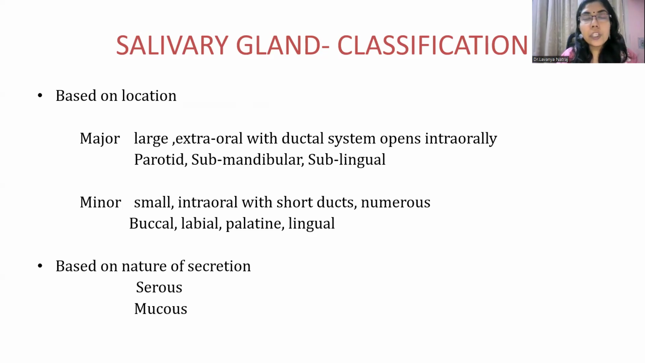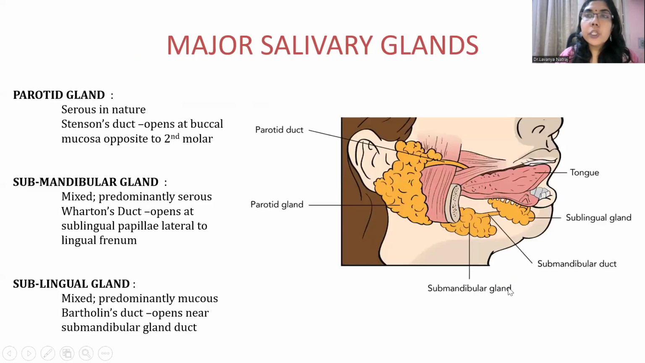And based on the nature of secretion, the saliva can be divided into serous secretion and mucinous or mucous secretion. So coming to the major salivary glands, we all know they are the parotid glands, which are serous in nature. You can see in the picture the parotid gland near the external ear. The secretion is serous in nature.